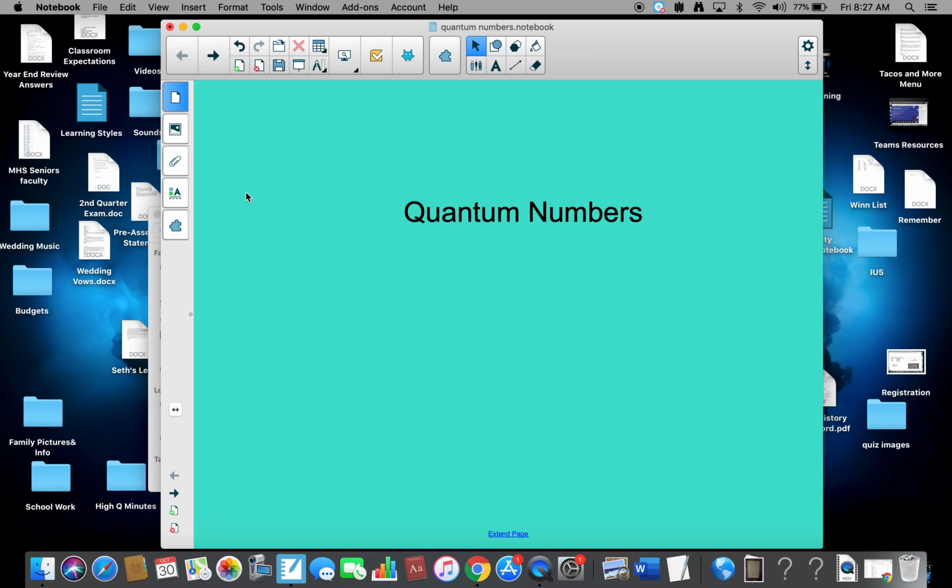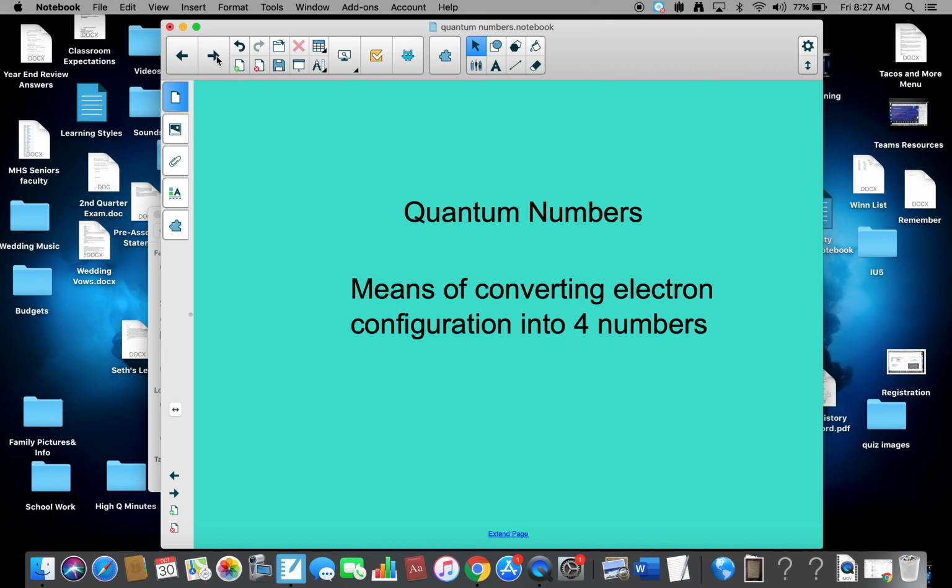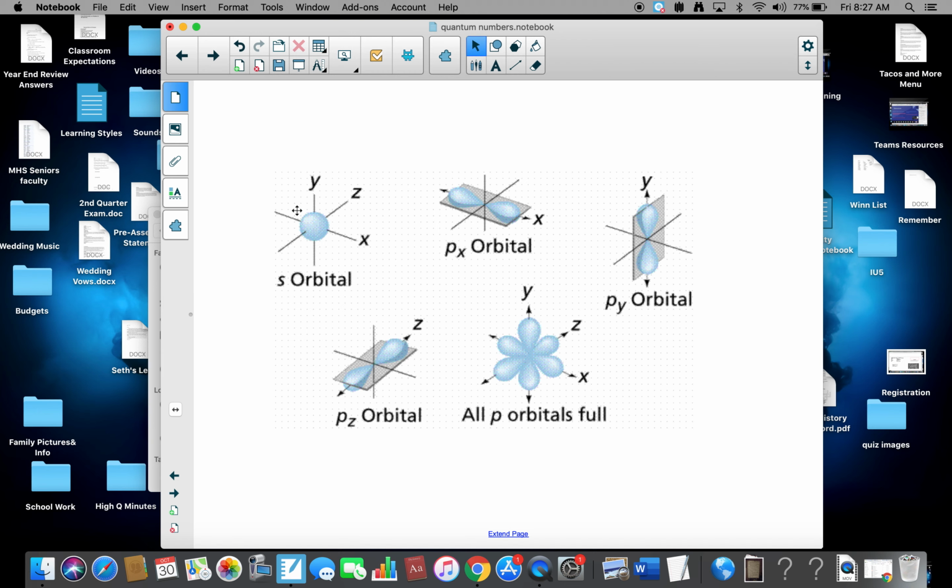An exciting, ever fascinating world of chemistry. We're looking at quantum numbers today. Quantum numbers are defined as means of converting electron configuration into four numbers. Out of those long sequences, we can convert them into four numbers. Now, in order to do that, let's look at the orbitals first.